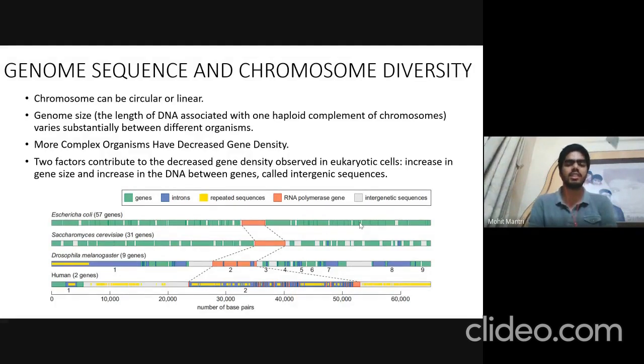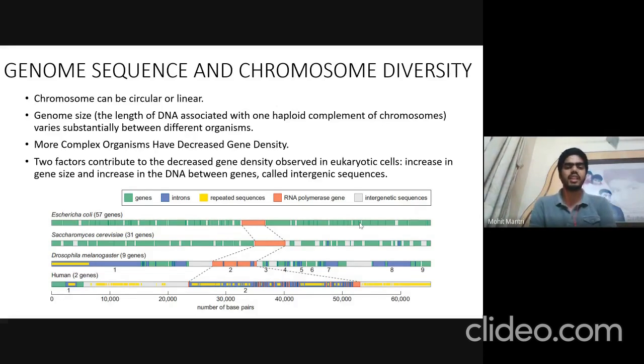So what is gene density? Gene density is the number of genes present in one megabase pair of the genome of an organism. And usually two factors contribute to this decreased gene density observed in eukaryotic cell. First is increase in the gene size.